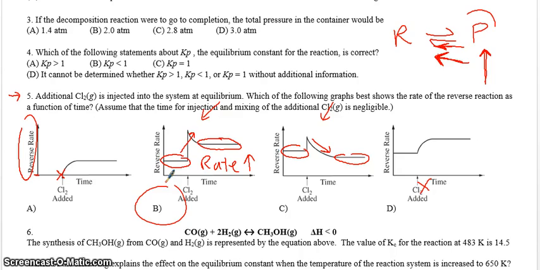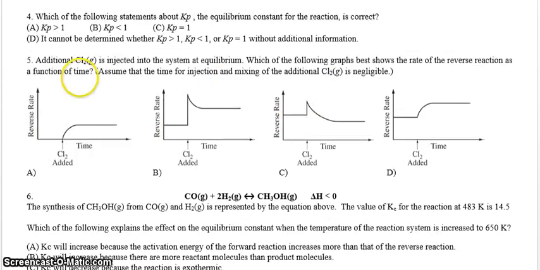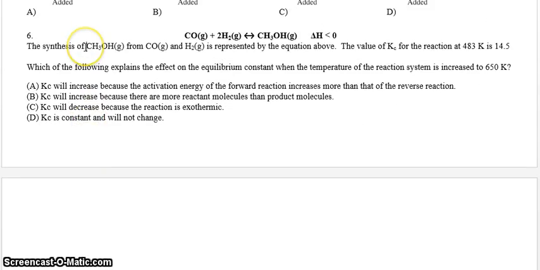Okay, so let's do the last one here, number 6, which shouldn't be too bad. Here we're asked about the synthesis of CH3OH from CO2 and H2. So you see the reaction here. Represented by the equation above, the value of Kc for the reaction at this temperature is 14.5. Which of the following explains the effect on the equilibrium constant when the temperature of the system increases to 650 K? The temperature goes up.